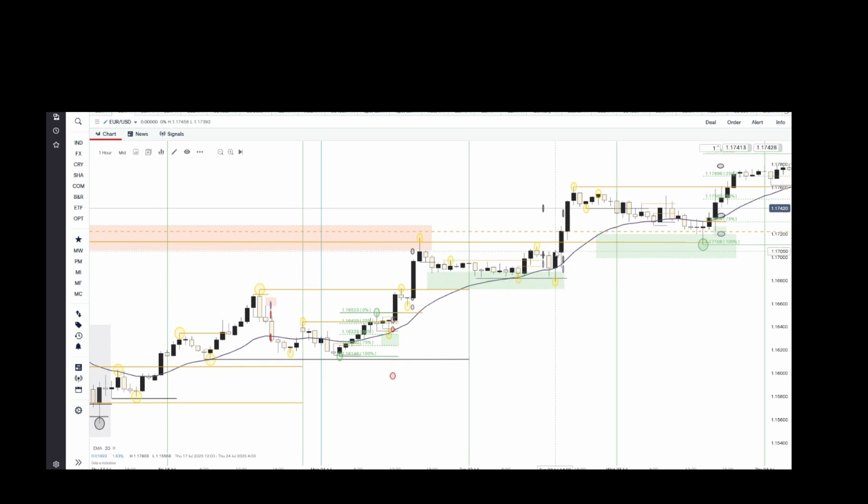And we can see here we get a bullish engulfing candle. So that is when I started looking to go long after a pullback. You get a 50% pullback here, and I'm going long.